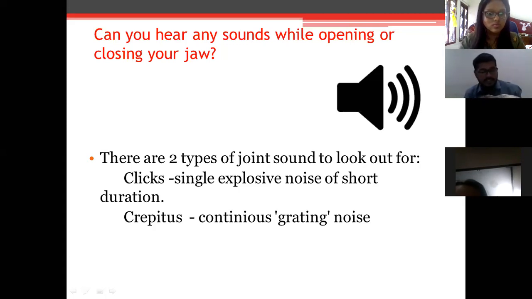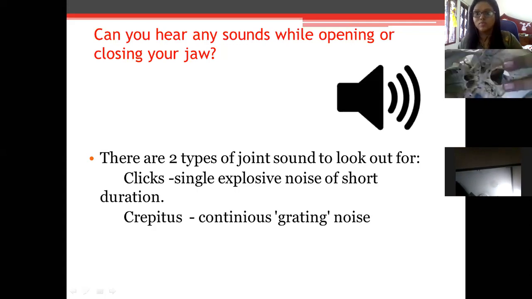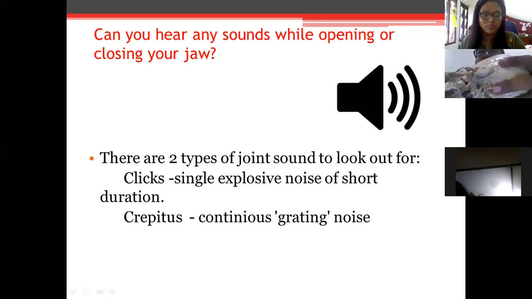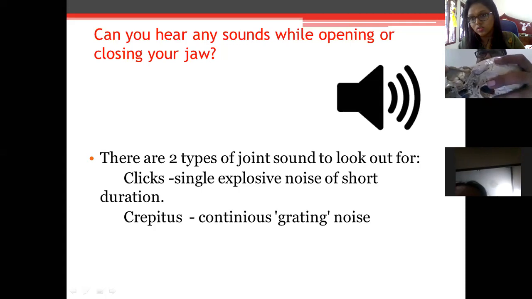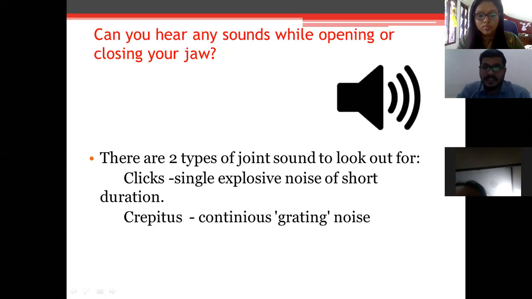So this will be like this. Maybe a crepitus will be there. There's a bone-to-bone rubbing. A crepitus will be like this. There is bone-to-bone contact. This is why we get a crepitus. So this is the articular fossa, and this is your condyle. When the condyle rubs with the articular fossa, only then do we have these crepitus sounds.